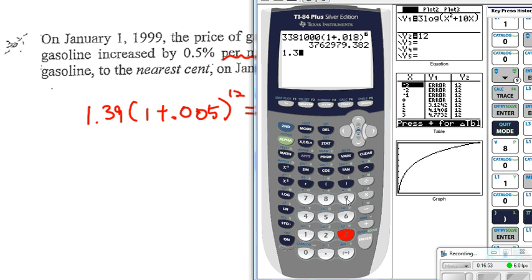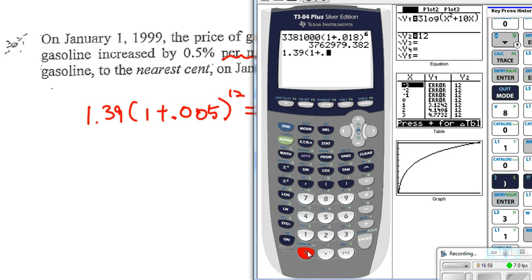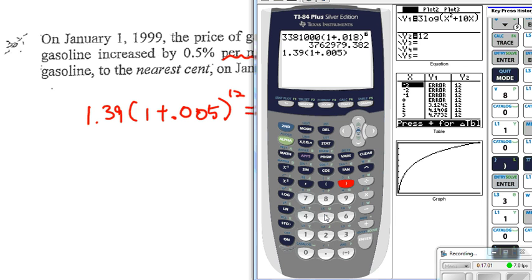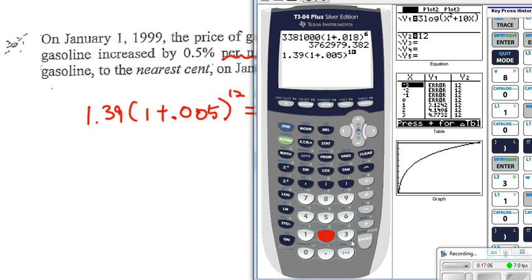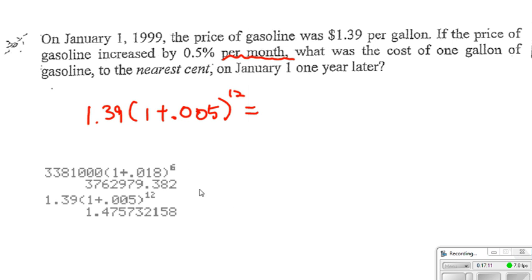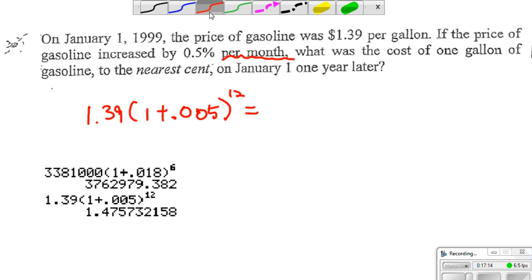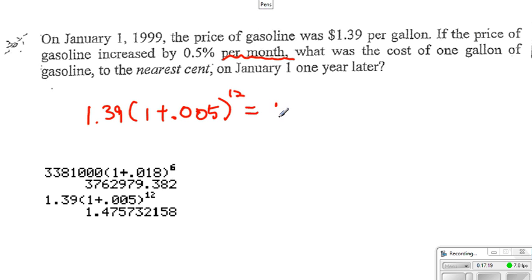And 1.39, open parenthesis, 1 plus 0.005. Now we have to raise this one to the 12th power. There it goes. And our answer, to the nearest cent, becomes 1.48 cents. I mean, $1.48, which is 148 cents. All right, that becomes our answer.